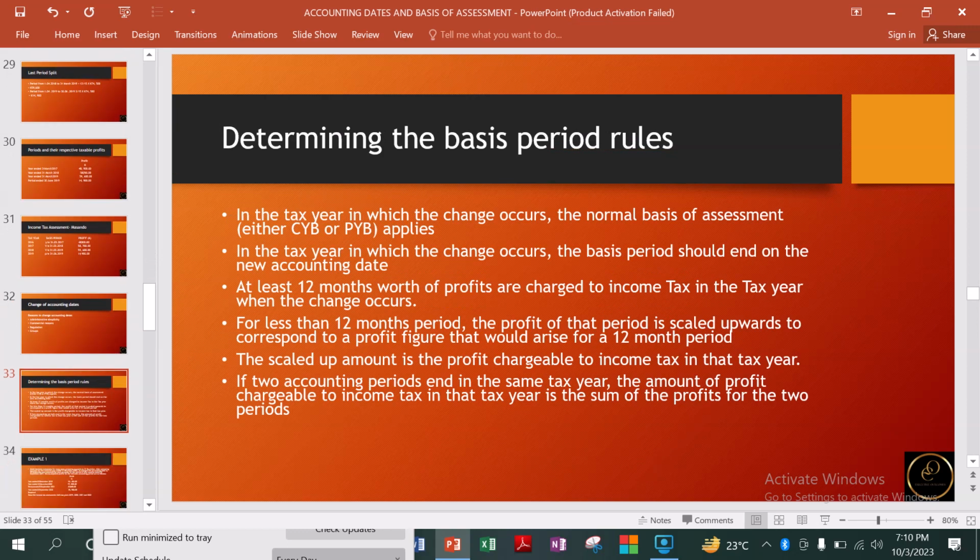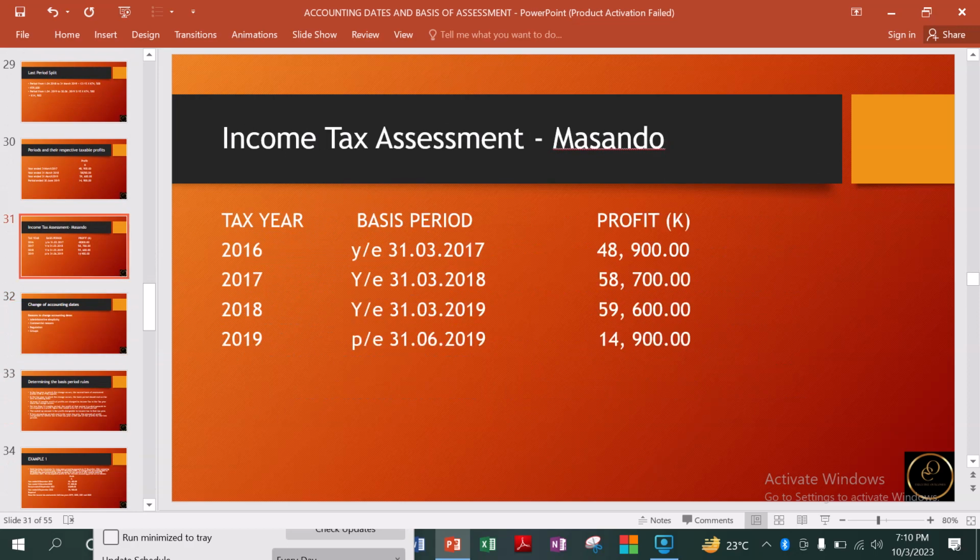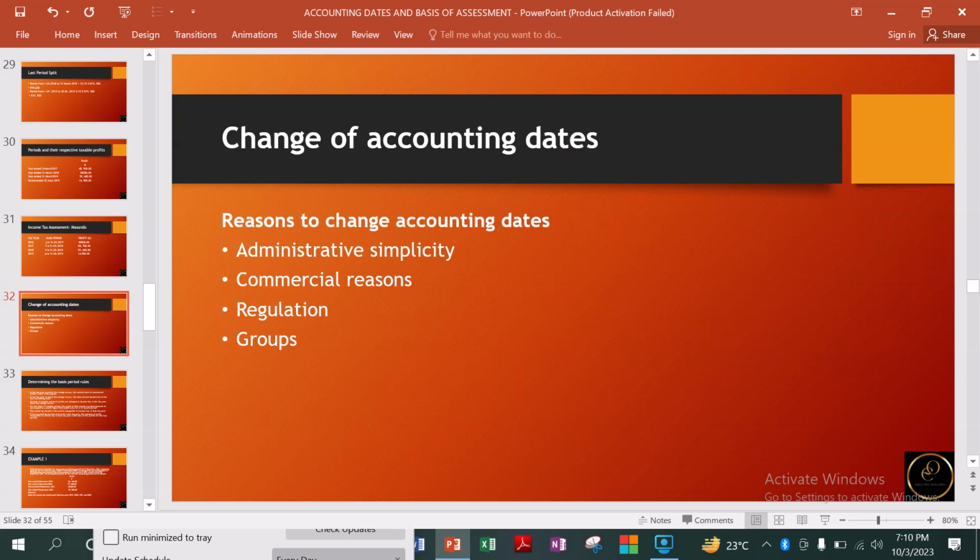Okay. Then the other important aspect to look at is the next one, which is change of accounting date. Change of accounting date. So important. Okay. In the change of accounting date, we need to learn, we need to share maybe some of the reasons that lead to change of accounting dates. The reasons to change accounting dates can be as follows.